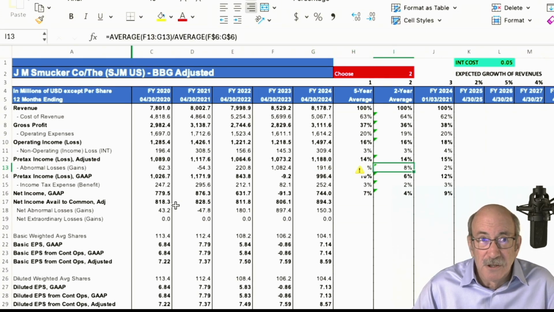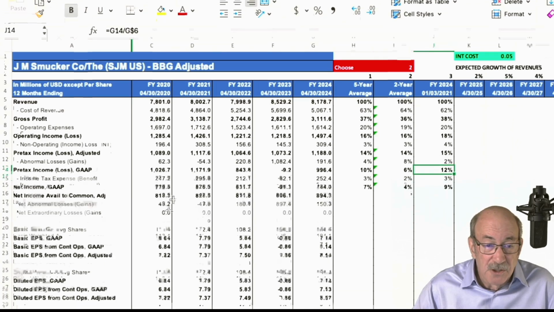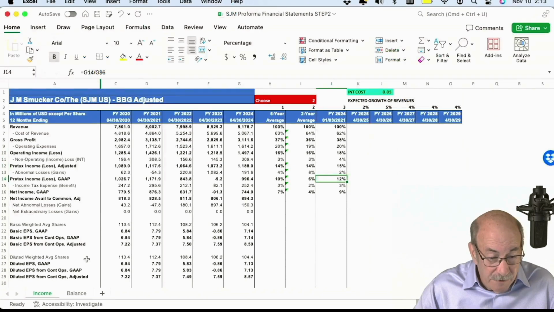The 2-year average really gets thrown out of whack. It's 8%, and then the most recent was 2%. So make sure that you're following through here and cleaning this up and understanding what all of the previous data looks like before you move on too far.